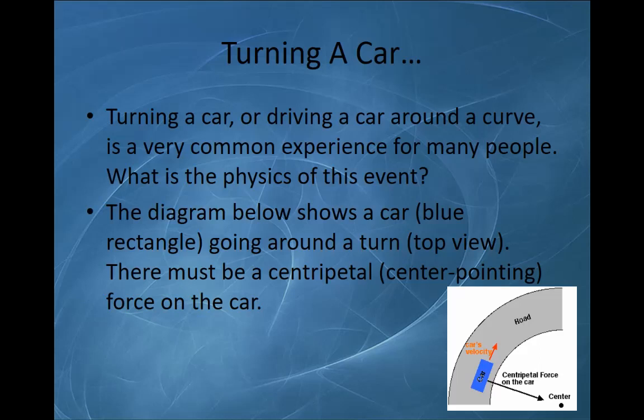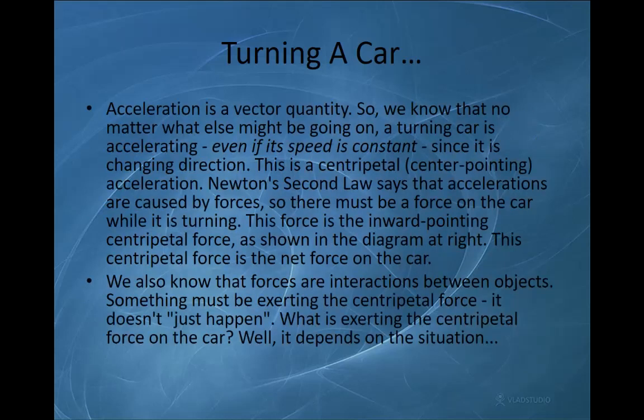The diagram below shows a car, the blue rectangle, going around a turn. This is a top view, but there must be a centripetal, or center pointing, force on the car in order for it to maintain the curve. This centripetal force can be created in a number of ways. But you have to remember that acceleration is a vector quantity, meaning it has magnitude and direction. So we know that no matter what else is going on, a turning car is accelerating even if its speed is constant. And this is because of the changing of the direction.